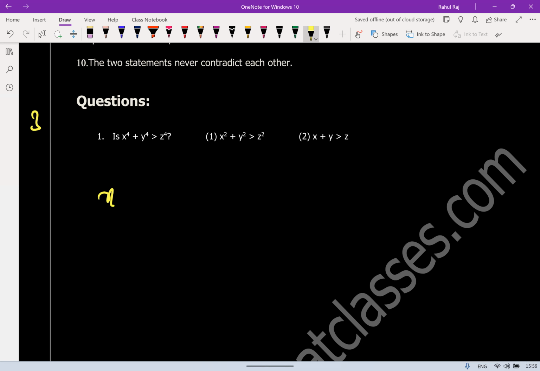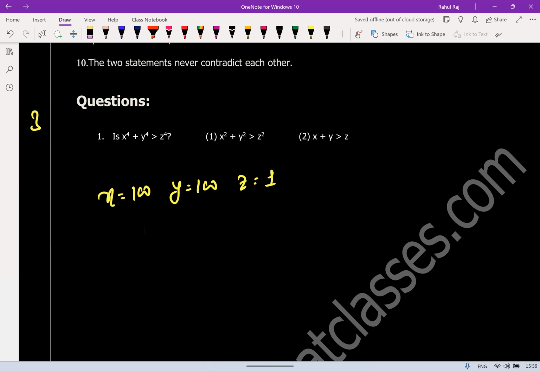So imagine if I take a number x is equal to 100, y is equal to 100. I love taking extreme numbers. You can take the numbers the way you wish, doesn't matter at all. x is equal to 100, y is equal to 100, and z is equal to 1. Can I say 100 square plus 100 square?